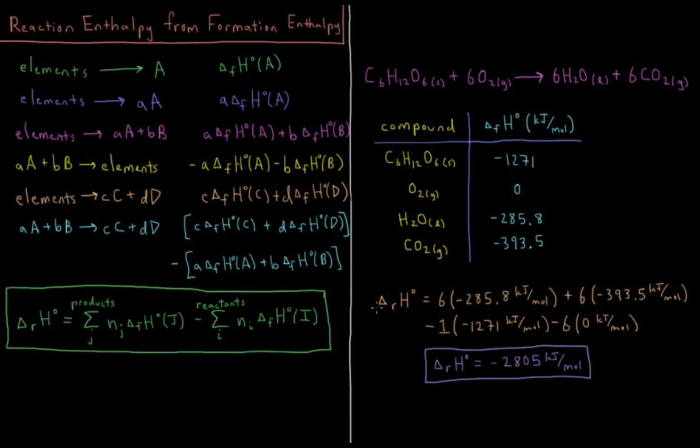All right, so the enthalpy of this reaction is going to be 6 times the enthalpy of water, minus 285.8 kilojoules per mole, plus 6 times the value for CO2, negative 393.5 kilojoules per mole, minus 1 times the value for glucose, negative 1271 kilojoules per mole, minus 6 times the value for oxygen, 0 kilojoules per mole. And that gives us a final value for the standard enthalpy of reaction for the combustion of glucose of negative 2,805 kilojoules per mole.